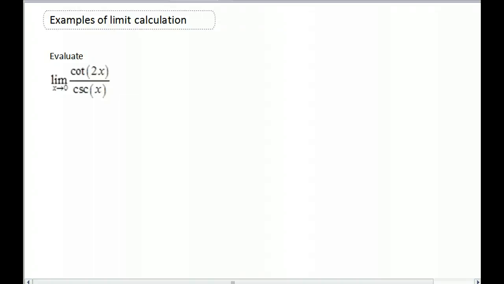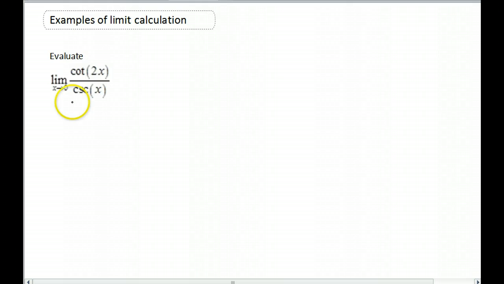Hi, in this video I'm going to show you two examples of limit calculation from the worksheet I handed out in class. Okay, I know I've corrected these in class, but I think the video will give you the opportunity to review the corrected problem a couple of times if you need to. Okay, so let's go over the first one.